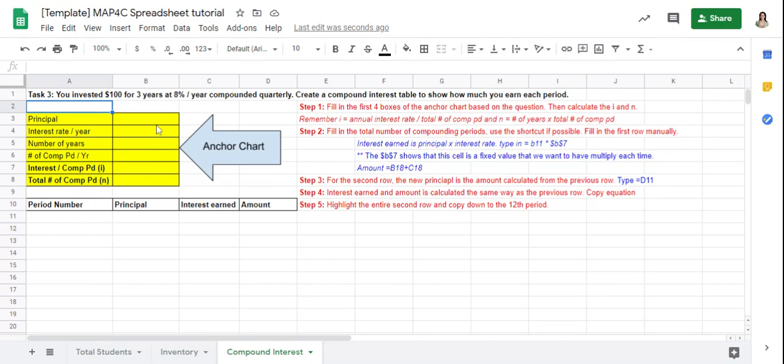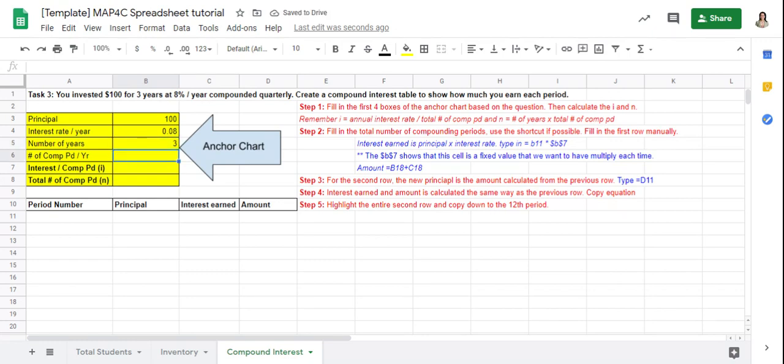Now, since there's multiple steps to this, we're going to create something called an anchor chart. An anchor chart is where we simplify all of our information, and our table will be referring to the things in the anchor chart. Now let's fill out the information we have already. The principal is $100. The interest rate is 8%, 0.08. The number of years is 3.